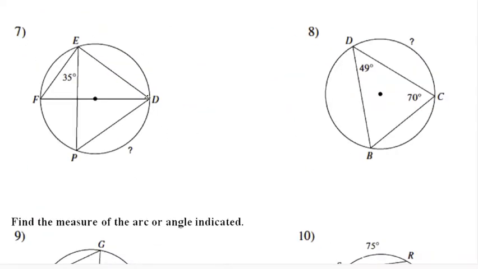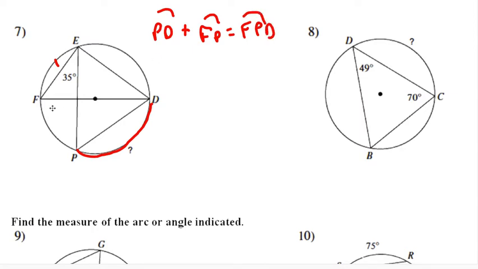So this looks a little bit complicated. Ultimately, we want to know what PD, that is arc PD, is equal to. I would argue that arc PD plus whatever arc FP is would equal arc FPD. Why is that important? Arc FPD is created by this, which is a diameter. So we know that FPD is equal to 180 degrees. And we want to know what PD or DP is, right? PD. And so that's going to remain unknown.